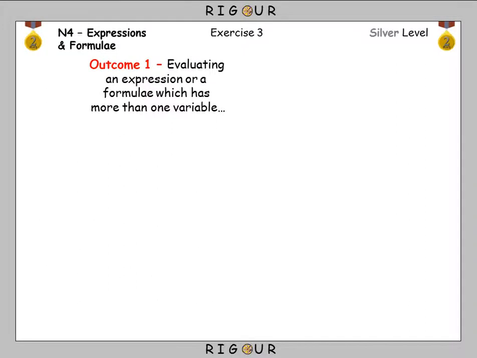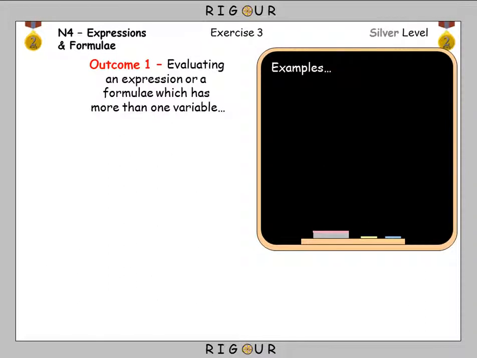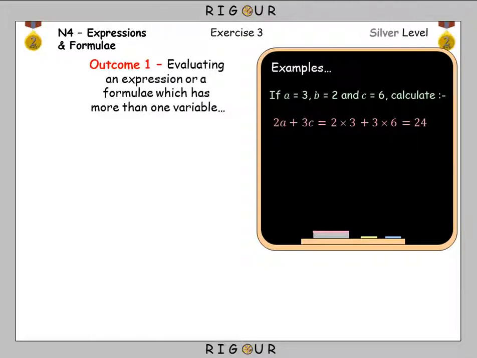So first of all, evaluating an expression, and the other word we use for that is substitution. So we have, if a equals 3, b equals 2 and c equals 6, and we're going to calculate the value of 2a plus 3c. So in algebra, if two things are next to each other, it means that we multiply. So if a is 3, then 2a would be 2 times 3, and if c is 6, then 3c will be 3 times 6. So we're going to do a wee bit of BODMAS here. We're going to do 2 times 3, we're going to do 3 times 6, and then we're going to add them together. And that will give us an answer of 24, as it's 6 plus 18.